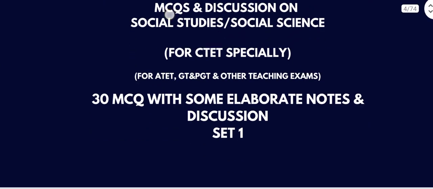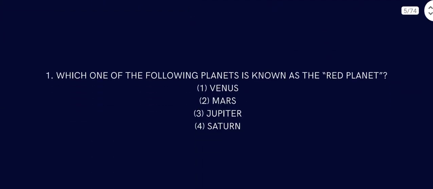Anyway, let's start. Question number 1. Which one of the following planets is known as the red planet? Venus, Mars, Jupiter or Saturn? So you all know that the red planet is Mars, and the answer is Mars.